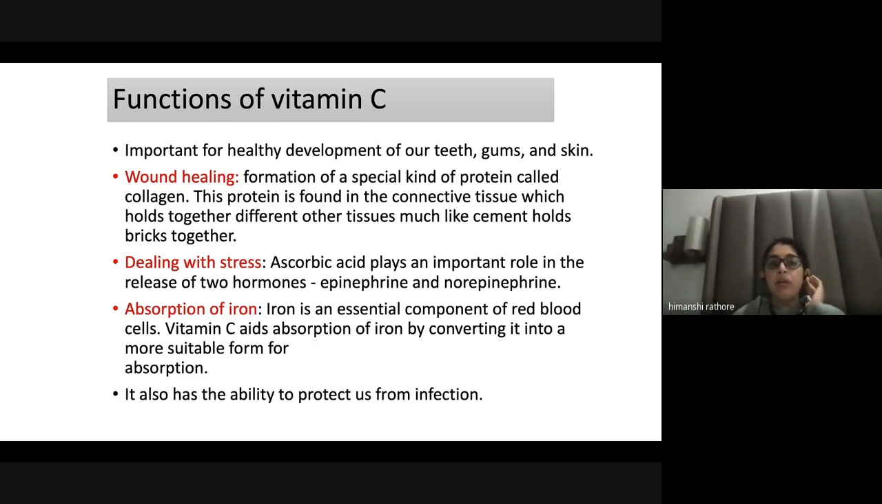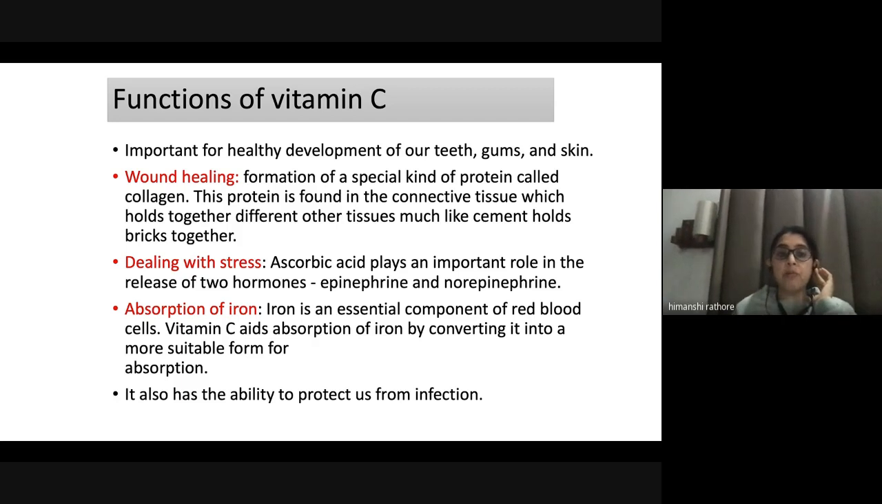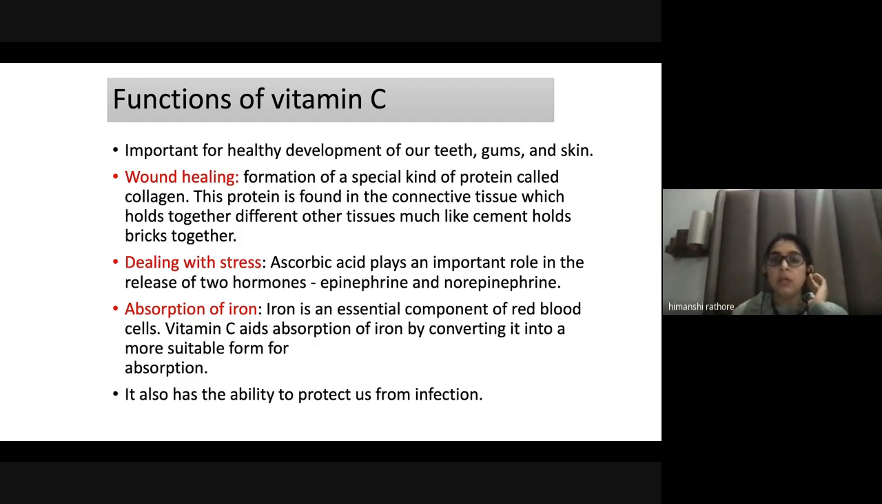Then dealing with stress. It is very important. Ascorbic acid plays an important role in releasing two hormones, epinephrine and norepinephrine. These are the two hormones which are released when you consume vitamin C rich fruits or vegetables. They help in dealing with stress because they are happy hormones. So when you are in stress, you are always advised to take vitamin C rich fruits because they release the two hormones.